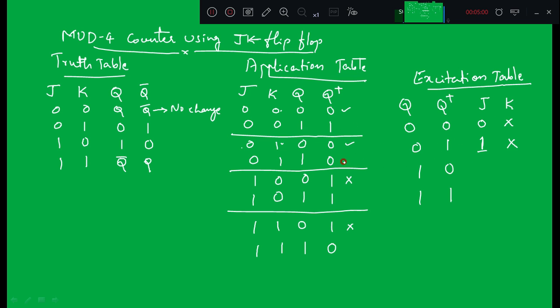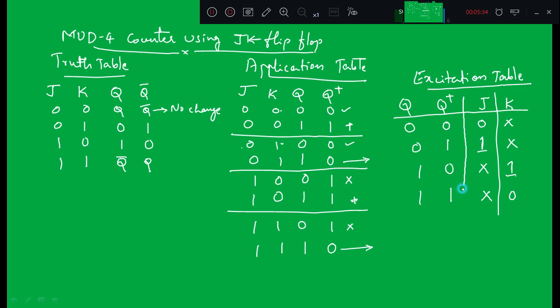Next 1 0, Q is 1, Q plus is 0, and here 1 0, right? So what is the value of J? J is varying, so its value is going to become don't care, and K is 1. K is 1, we're going to write it as 1, and the last combination 1 1, 1 1 and 1 1, right? J is varying, so J becomes a don't care and K becomes 0, right? So this is called the excitation table, right?